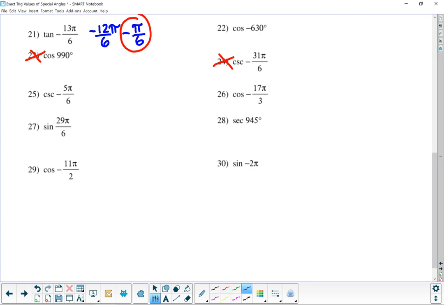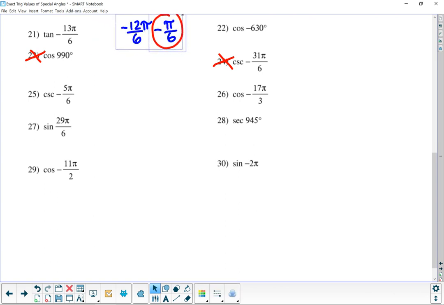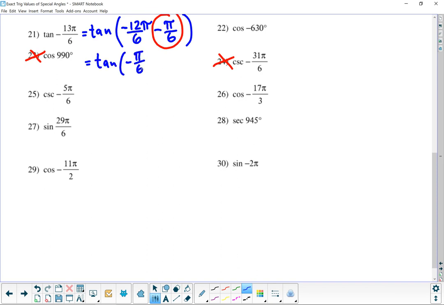So tangent of negative 13 pi over 6 is equivalent to tangent of negative 12 pi over 6 minus 1 more pi over 6. And again, that's equivalent to just writing down tangent of negative pi over 6. And if you look at the unit circle, pi over 6 is the very first angle. It's the very first special angle. That's pi over 6.